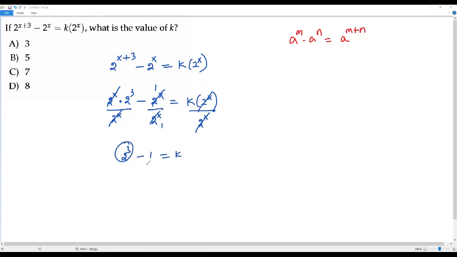And we know that 2 to the third power equals 8. That is 8 minus 1 equals k. Now when I subtract 1 from 8, I am getting 7 equals k. I got the value of k. The value of k is 7. I find 7 in answer choice C. The correct answer choice for this question is C.